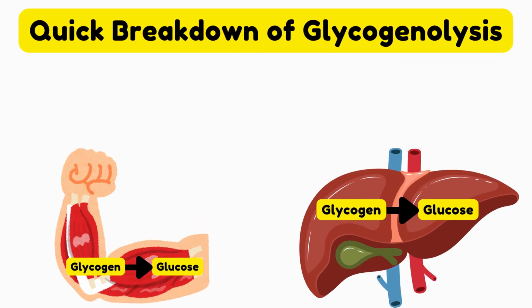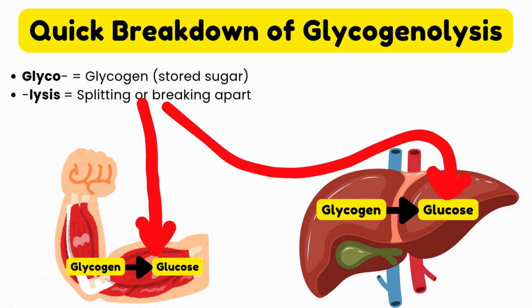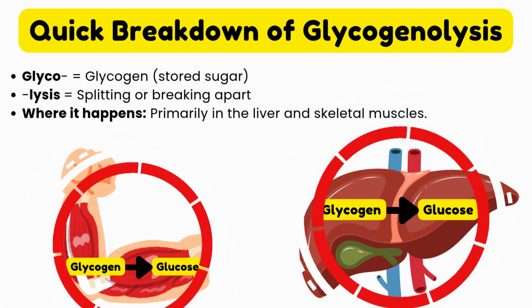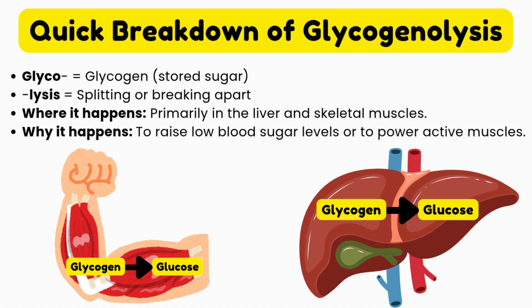It is derived from two words. Glycogeno involves glycogen, the stored sugar, and lysis means splitting or breaking apart. Where does it happen? It happens primarily in the liver and skeletal muscles. Why does it happen? To raise low blood sugar levels or to power active muscles.